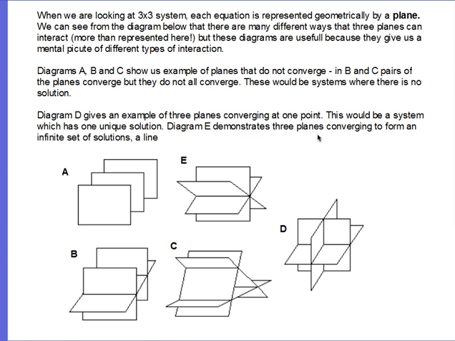A unique solution. E is an example of where three planes can converge to form an infinite set of solutions, in fact a line. So you can see how this plane here and this plane here are all interacting with each other, and the set of points at which they interact is this line here. So there's an infinite number of points on a line, of course, so there's an infinite set of solutions.